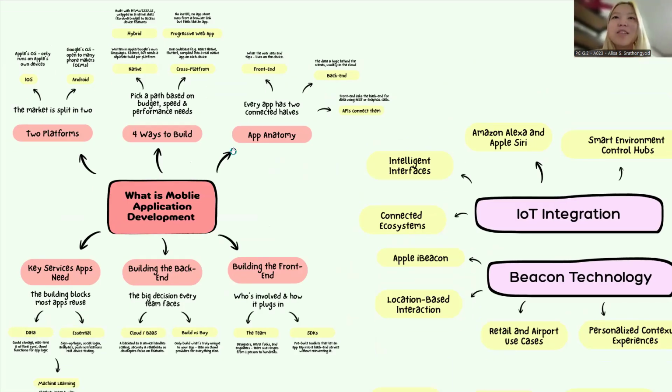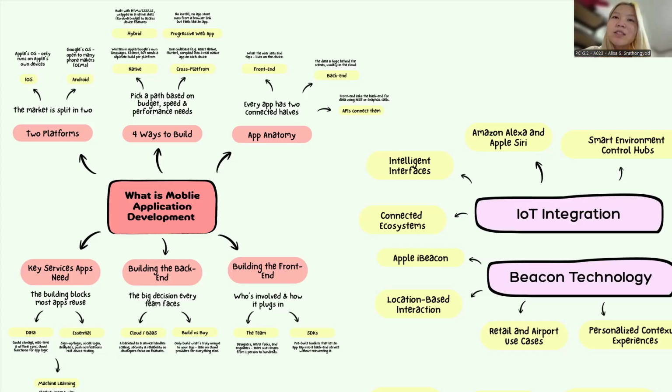Now I'm going to talk about mobile app development. I'll explain how mobile apps are built and the main decisions developers make during the process. So there are two main mobile platforms. The first one is iOS, made by Apple, and Android, made by Google. iOS only runs on Apple devices like iPhone and iPad, and Android is used by many different phone brands such as Samsung, Xiaomi, and Oppo.